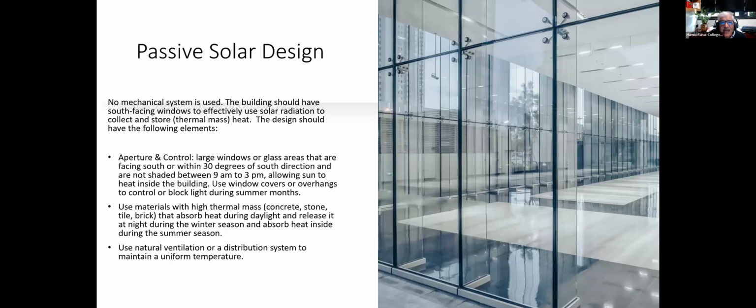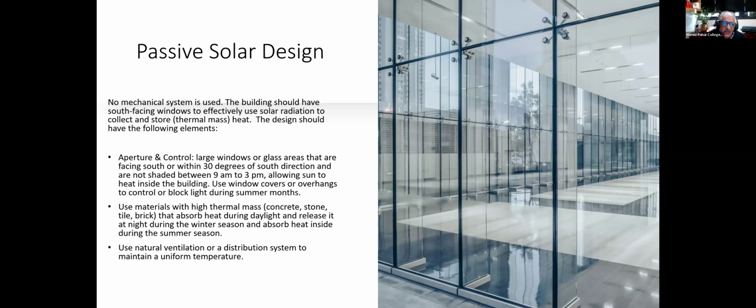I also mentioned passive solar design, harvesting the light. This is an example of passive solar design, where you can see a hallway that is surrounded by windows in different directions, and you can see it actually harvests light from different directions. And then no mechanical system is required.